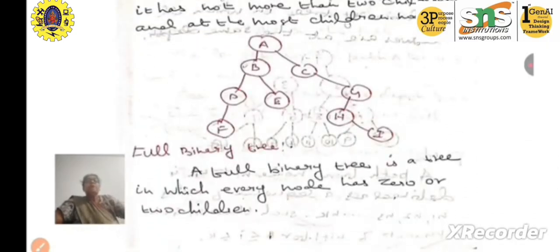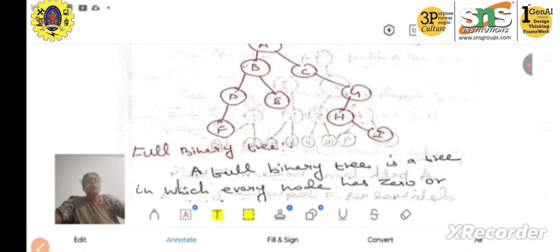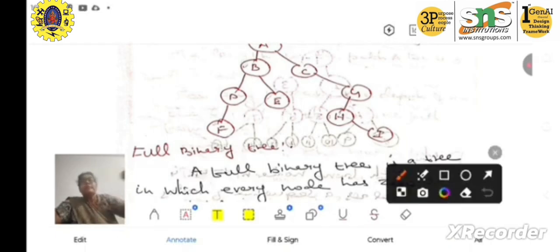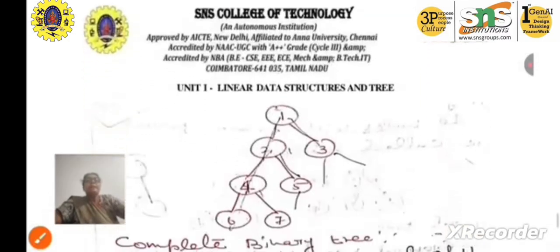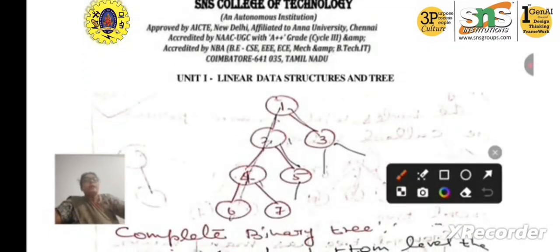Next one, full binary tree. A full binary tree is a special type of binary tree in which every node has either 0 or 2 children. For example, here, 1 has 2 children, 3 has no child. So 0 or 2 children is called a full binary tree.